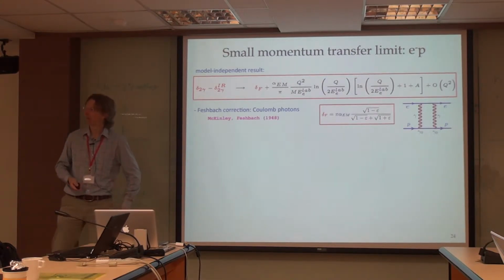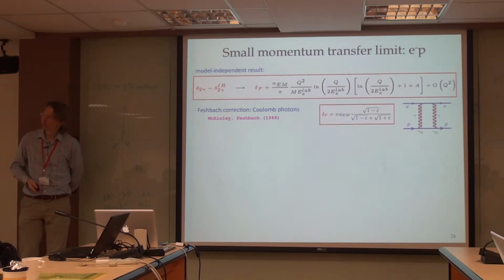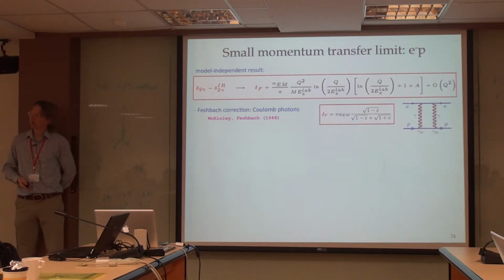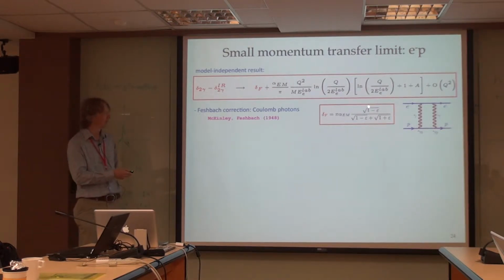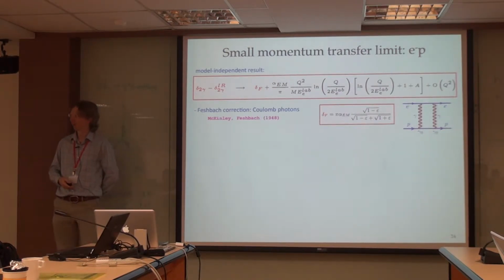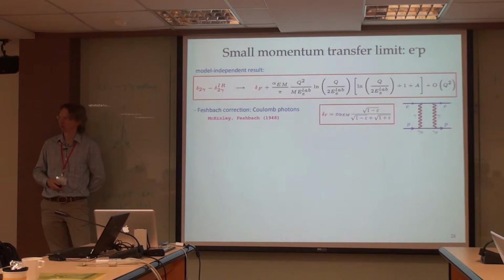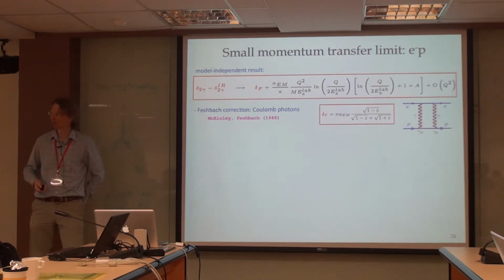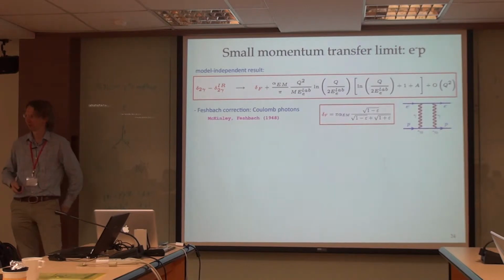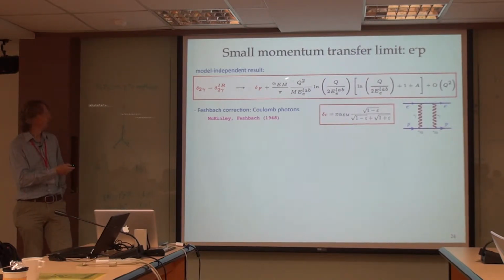So does it correct the 1R equivalent potential? Does this contribution? Yes. This gives you a correction to that, and in momentum space it goes with square root q squared. So that's this Feshbach correction, which is usually applied when you have charged particles. So it's multiple scattering.